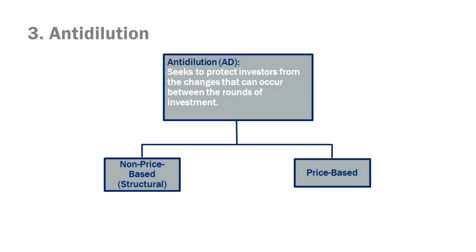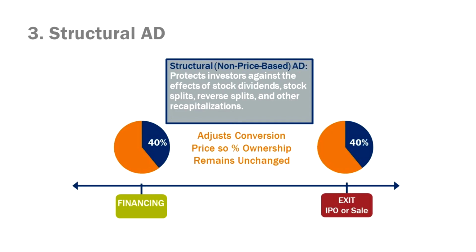There are 2 forms of anti-dilution: non-price-based or structural anti-dilution, and price-based anti-dilution. Both forms are designed to prevent dilution of early round investors and the potential erosion of their returns as future funding is raised. The most basic form of anti-dilution protection is often referred to as structural anti-dilution, and also is called non-price-based anti-dilution. This protects against the effects of stock dividends, stock splits, reverse splits, and other recapitalizations.